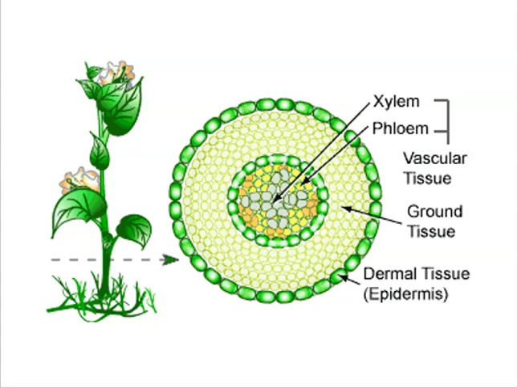And here's a cross section of that stem. You can see this dotted line down here, and if you were able to look at that under the microscope, you would see all the different kinds of tissue: the vascular tissue, which is made up of xylem and phloem, the ground tissue here, and then at the very outside, the dermal tissue.